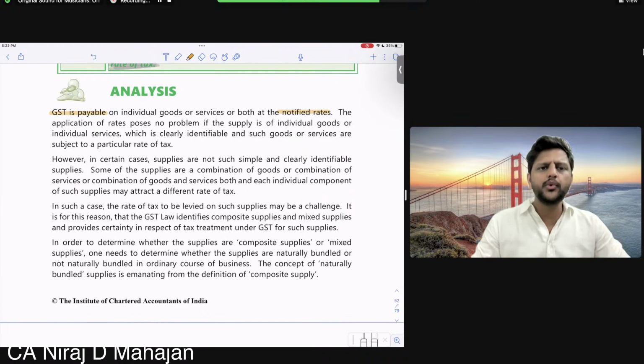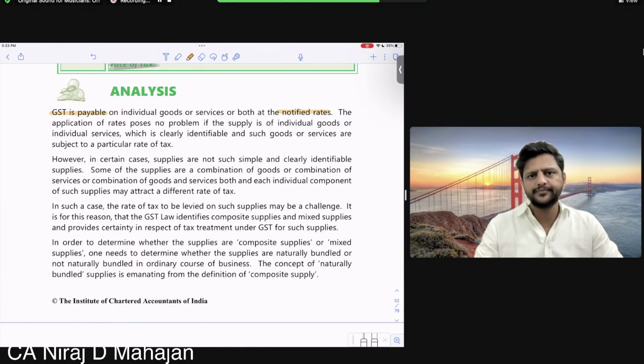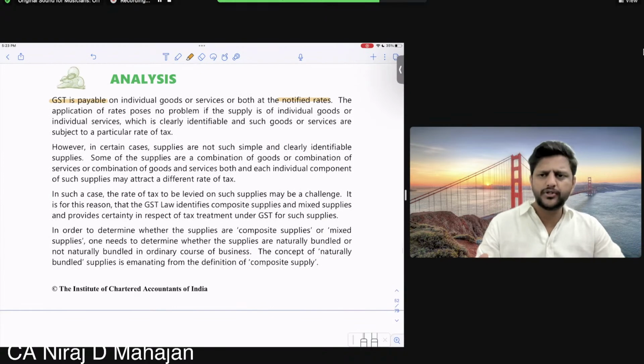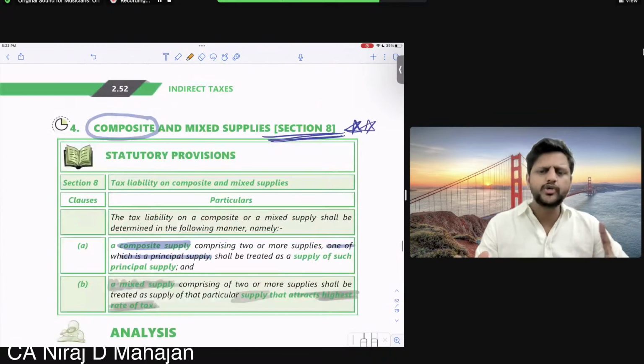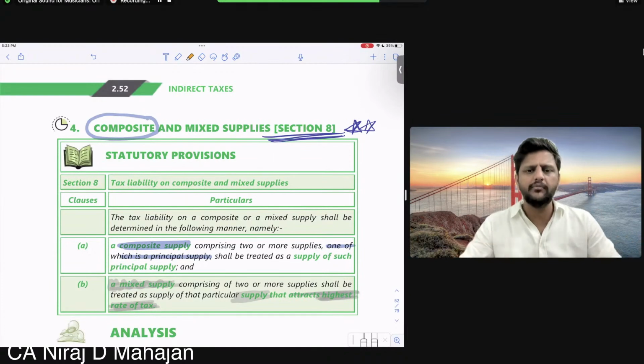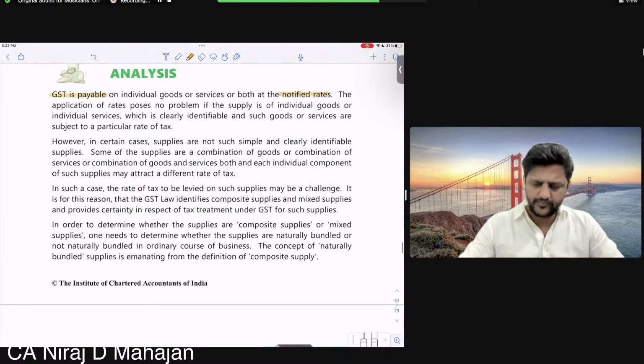But what rate to charge if it is a multiple supply? If it is a supply of two or more goods or services, then that depends on whether it is composite or mixed. If it is composite, what rate? Principal supply rate. If it is mixed, what rate? Among whatever is supplied, the highest rate. Understood? Check.